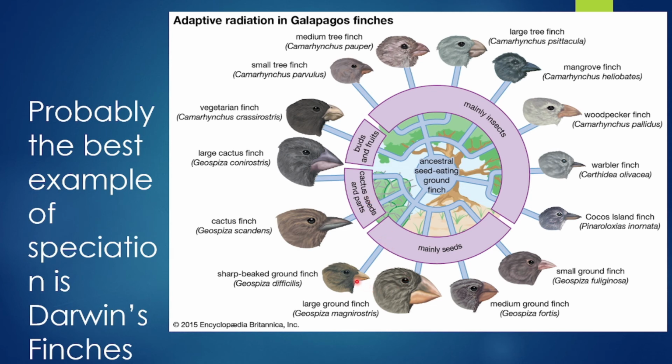And there are ones that feed mainly on seeds. So you have one here and another one here, the small ground finch and the sharp-beaked ground finch, which feed on the smaller seeds, while the large ground finch and the medium ground finch have larger beaks to accommodate larger seeds or harder seeds with harder shells. And this is all in one island. In different parts of the island, there are different finches that adapted to different diets.